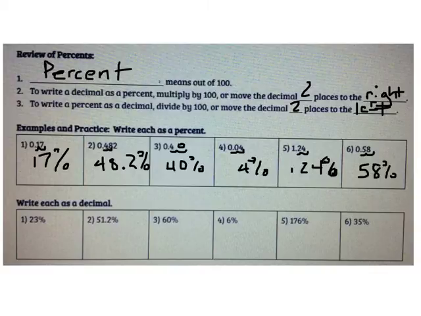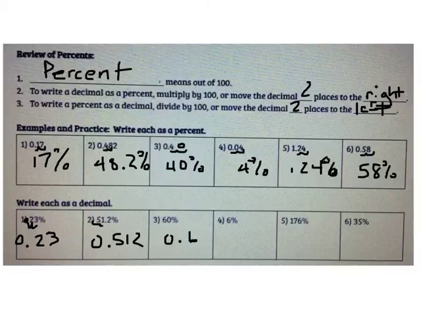To convert a percent back to a decimal, I divide by 100 or move the decimal 2 times back the other way. So 23% would be 23 hundredths. That makes sense because percent means out of 100. So 23% means 23 out of 100 or 23 hundredths. 51 and 2/10% would be 0 and 512 thousandths. 60%. Write that as a decimal. It would be 6/10 or 60 hundredths.